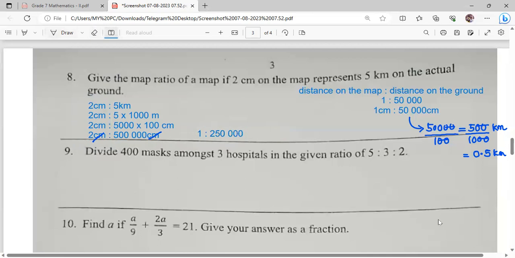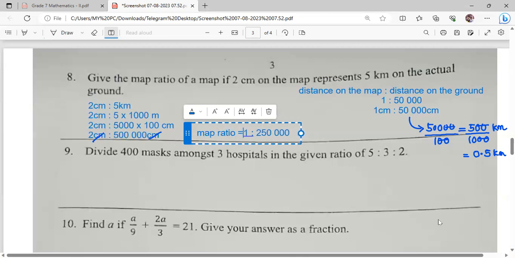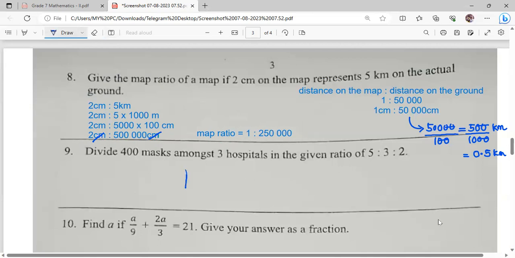Right. So then I will write the map ratio as 1 to 250,000. This is the answer, where I divided both sides by 2. So 500,000 divided by 2 gives me 250,000. So then we'll move to question number 9.